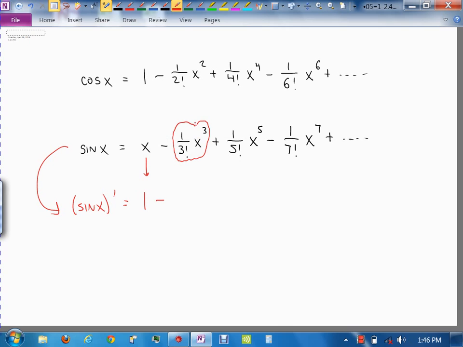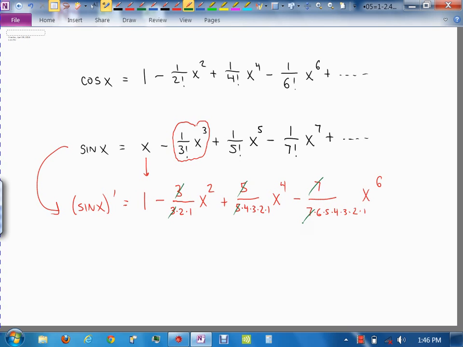What's the power rule say? 3 comes out in front, right? So I would have a 3 over 3 factorial, but what's 3 factorial? 3 times 2 times 1, x squared, right? Plus 5 would come out, 5 times 4 times 3 times 2 times 1, x to the 4th, minus 7 over 7 times 6 times 5 times 4 times 3 times 2 times 1, x to the 6th, right? And what cancels? 3's cancel, 5's cancel, 7's cancel.